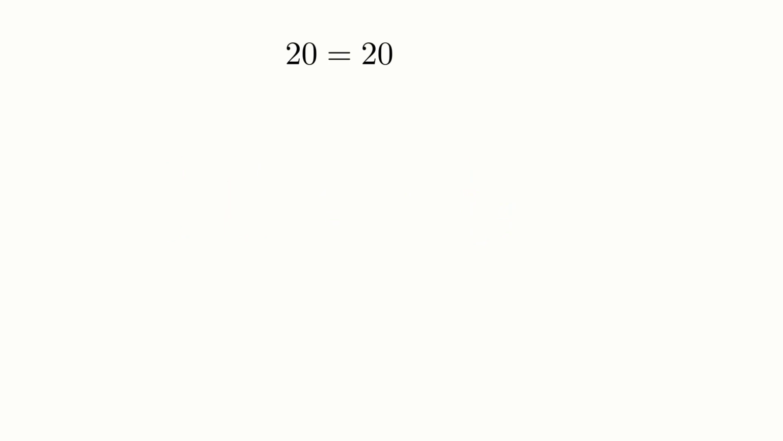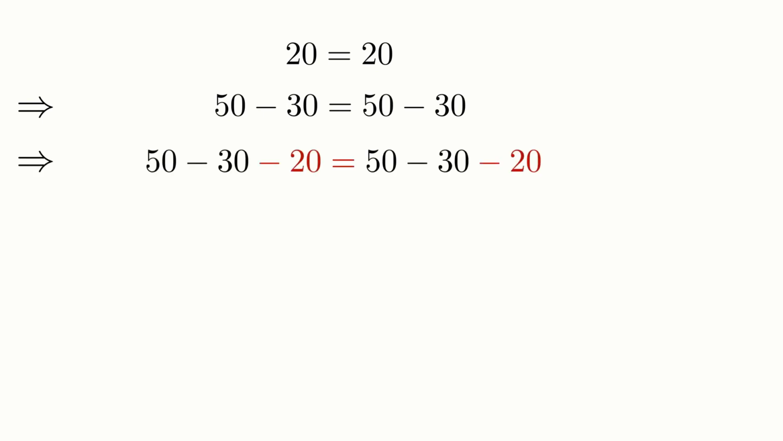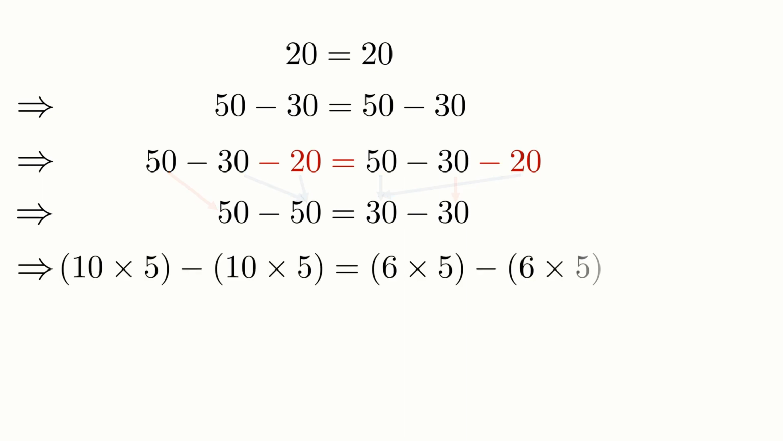Let's start with 20 is equal to 20. Write 20 as 50 minus 30. Subtract 20 from both sides of the equation. Performing the same operation on both sides of the equation does not affect the equation, but with certain conditions, of course. In this step, we take 50 as it is and write minus 30 minus 20 as minus 50. On the right hand side, we take 30 as it is and we write 50 minus 20 as 30.